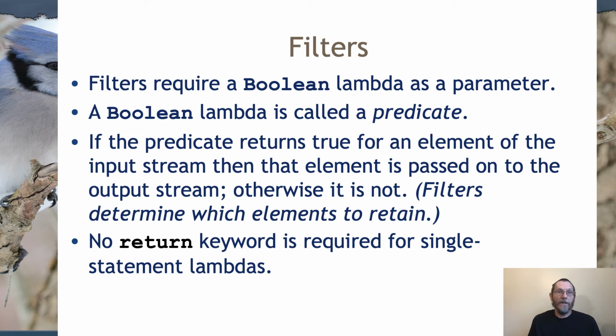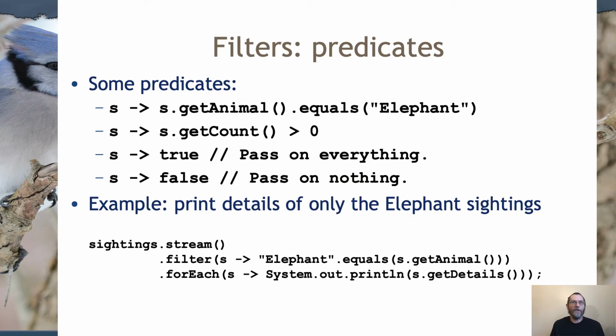There is no return keyword required for single statement lambdas, and what's typical is that predicate lambdas are single statement. The predicate can usually be expressed in a very concise way. Let's have a look at a few examples. Here we've got a predicate that returns true if the name of the animal in the citing object is elephant.